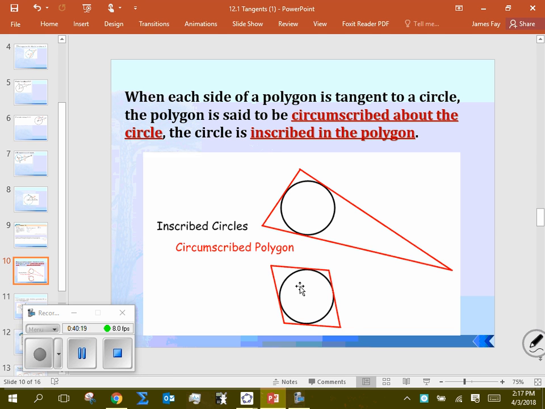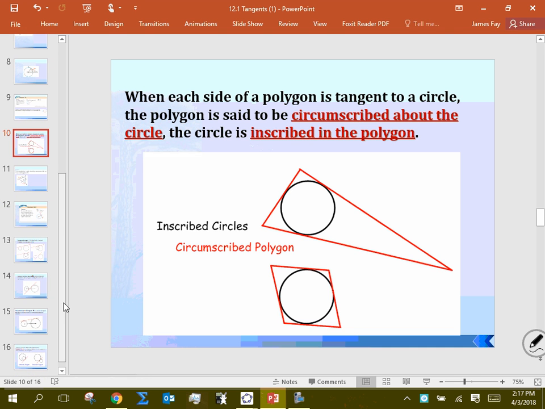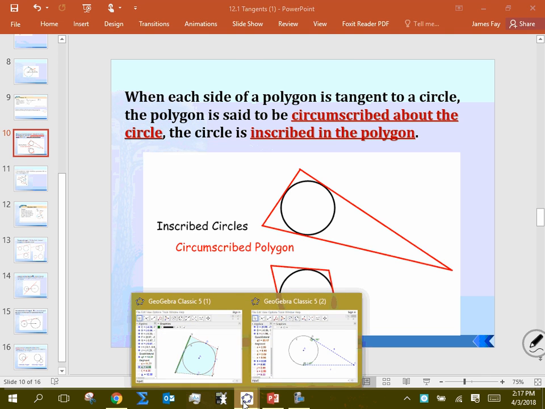So in that triangle up top in that first picture, each side of that triangle is tangent to the circle. In the quadrilateral, each side of the quadrilateral is tangent to the circle. Therefore, the circle is inscribed, and the polygons are referred to as circumscribed. Just some terminology that's going to be used throughout the rest of this chapter and the rest of the course. And that brings us to the last thing I want to talk about, and we should be able to wrap it up pretty quickly.